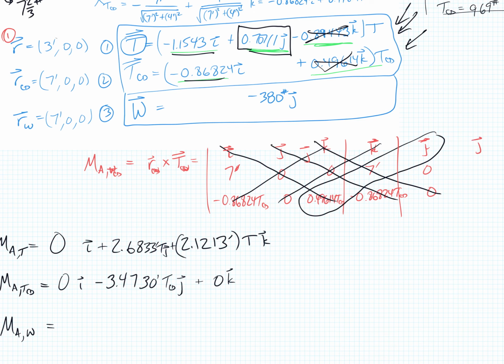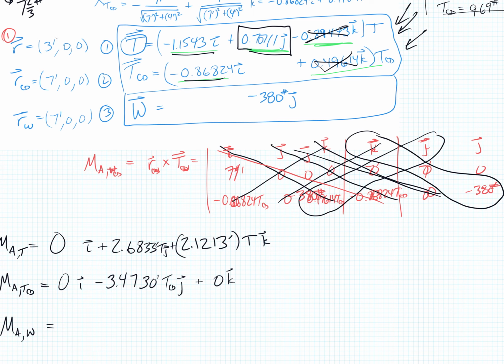Okay, so let's see here, 7, 0, 0, 7, 0 feet, and negative 380 pounds, 0, 0, 0, negative 380 pounds. Okay, so let's see here. That one goes away. Okay, this one is a 0. This one is not a 0. Okay, that's in the K direction.